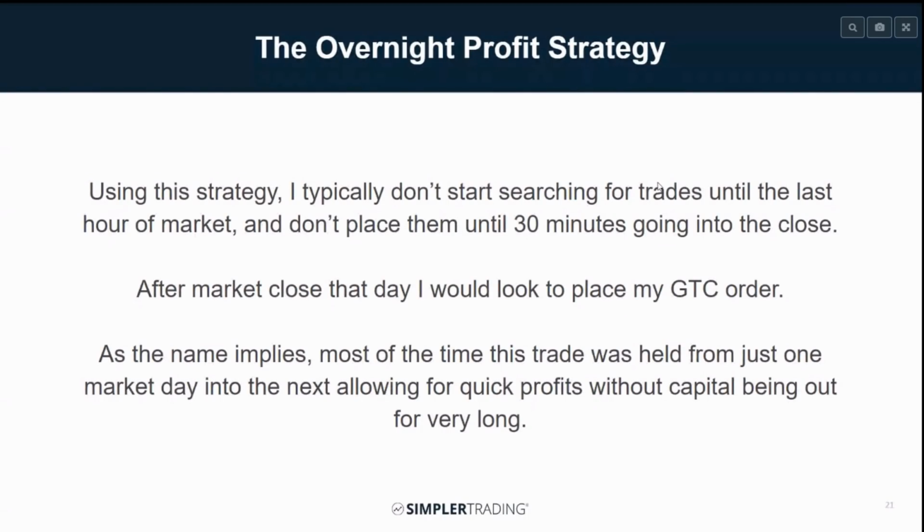So after market close with this strategy, I would typically look to place my good till cancel order. And as the name implies, most of the time this trade was held from just one market day into the next, allowing for quick profits without capital being out there for very long.